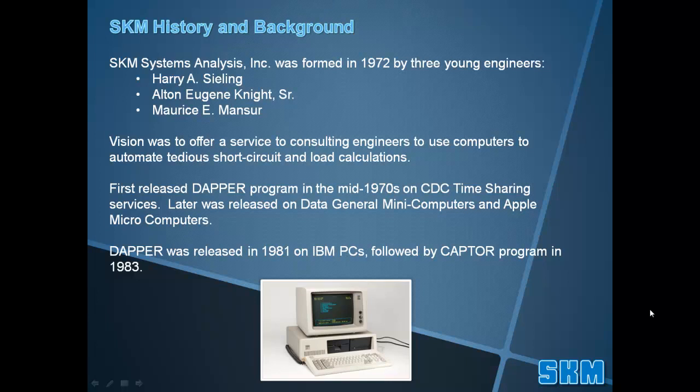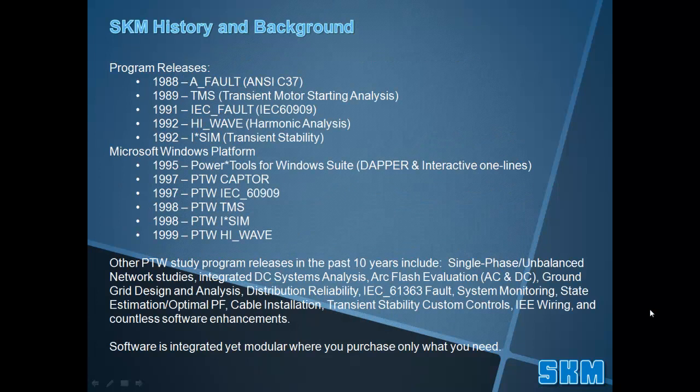Dapper was later released for personal computers in the 1980s. The CAPTOR software soon followed in 1983. CAPTOR stands for Computer Aided Plotting for Time Over Current Reporting. This is the coordination part of our software. Here is a partial timeline history of our software development, starting in the 1980s DOS days and into the 1990s, when we redeveloped from scratch for the Windows operating system. The arc flash evaluation is our most popular module and is designed at protecting lives from electrical accidents.